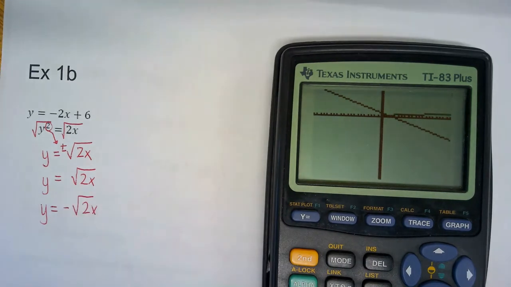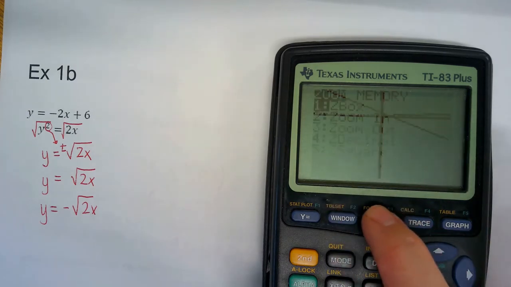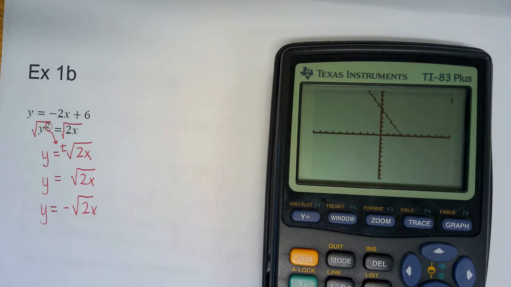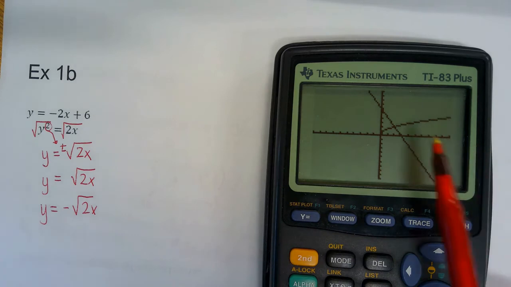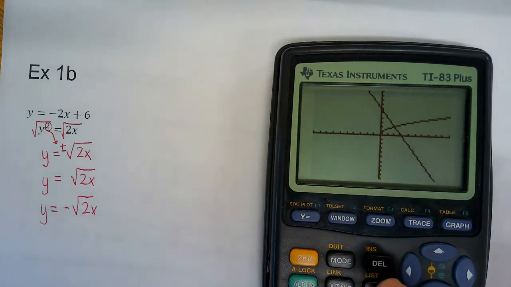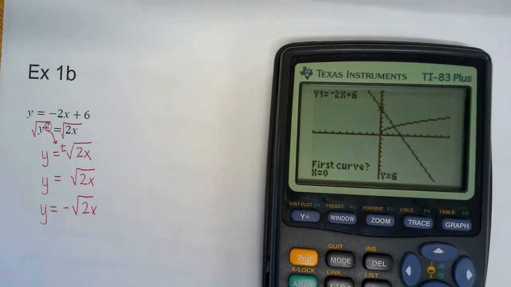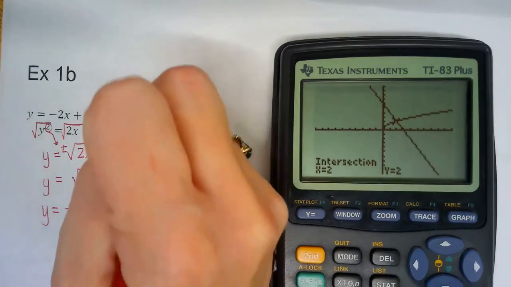Based off my last one, I'm really zoomed out. So instead of going back and changing my window, I'm just going to hit zoom 6, and that'll take me back to the standard window so that I can see my intersection a little bit better. And notice I can see my intersection right there. So I'm going to go ahead and do my second calc, my intersect button, which is number 5. Is this my first curve? Yes. Is that my second curve that my cursor is on? Yes. Do I want it to find the answer? Yes. So 3 enters, and then I can write down that answer.